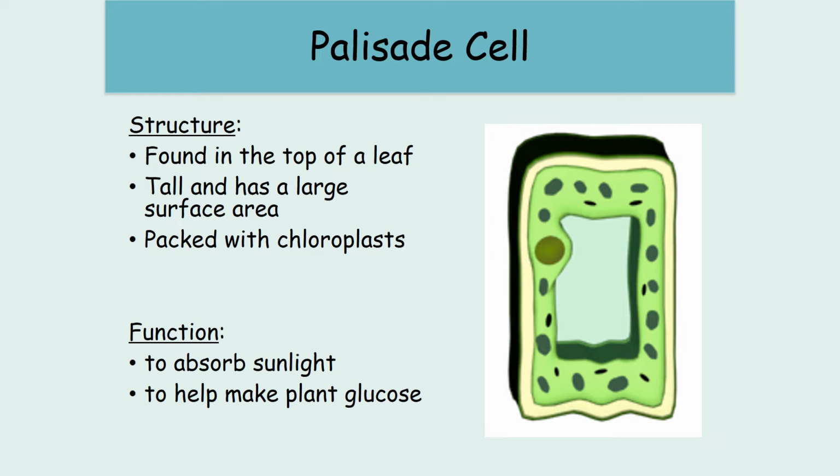Their structure: they're found at the top of the leaf. So that's where most of the light will obviously hit the leaf. They're very tall and have a large surface area. Now, being tall means that they can pack in more chloroplasts. It's more likely that the light from the sun will be absorbed in those structures. So really, really useful cell. They are called Palisade cells, and those are the adaptations.